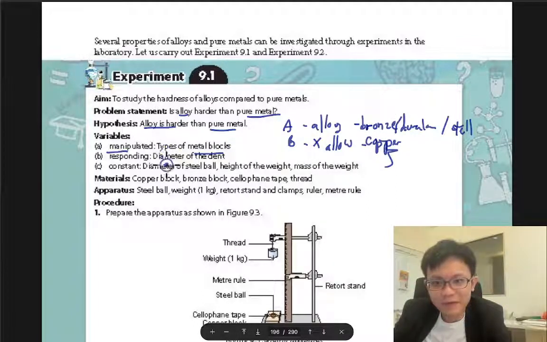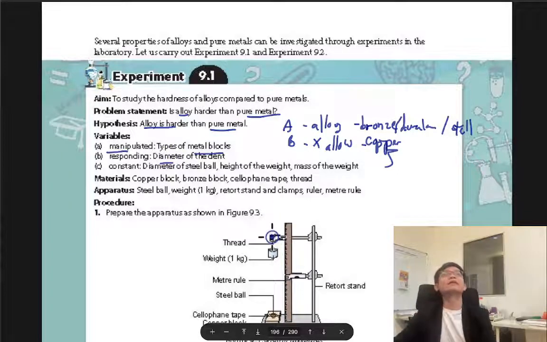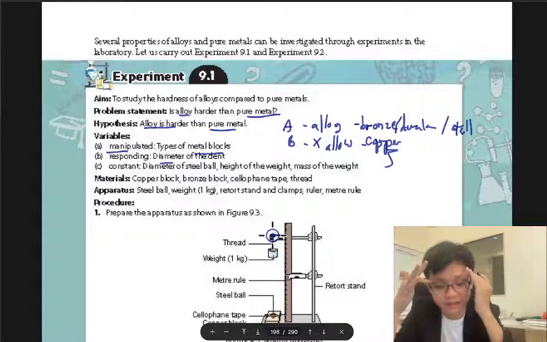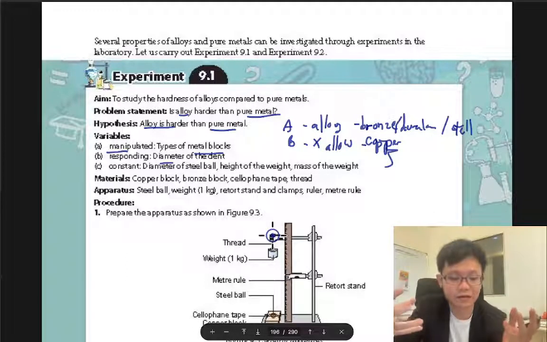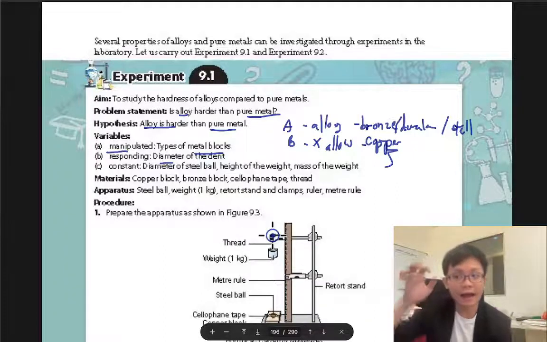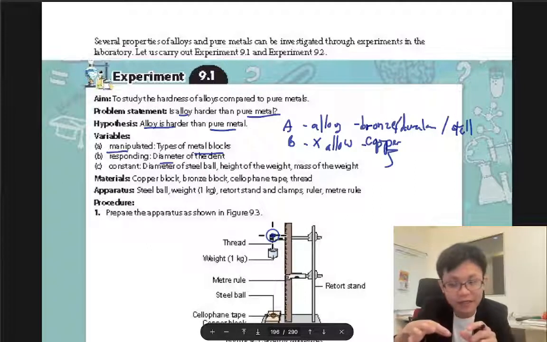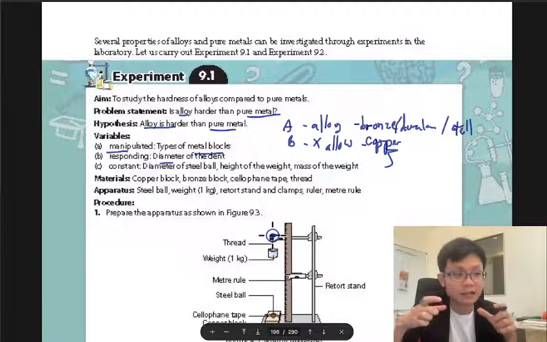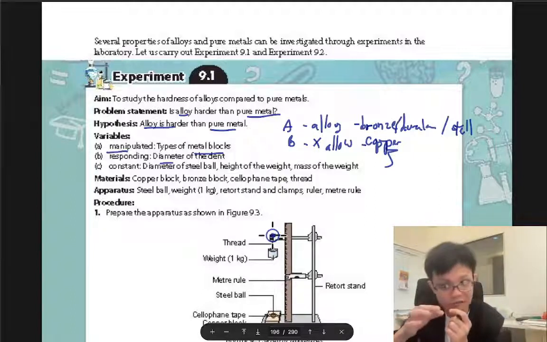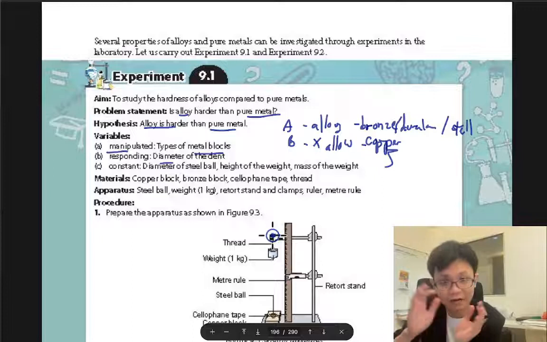So the responding variable will be the diameter. When I talk about this experiment, I need to think in my mind how I want to do it. I want to test whether alloy is harder or not. So what I need to do is use an alloy, drop it down, and see how big the hole is. If the hole is bigger, it means the alloy is stronger. If the hole is small, it means the alloy is not strong, or maybe the alloy gets dented, flattened, so the alloy is not strong.